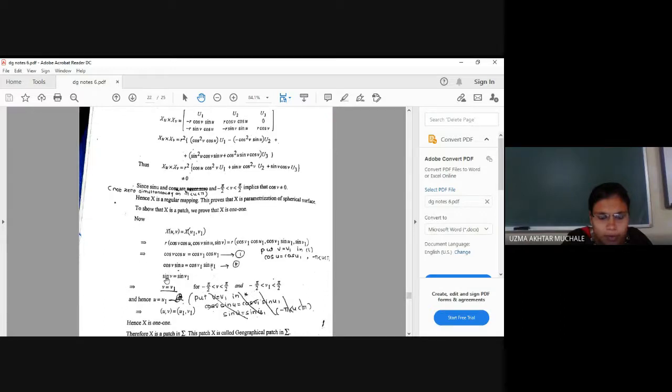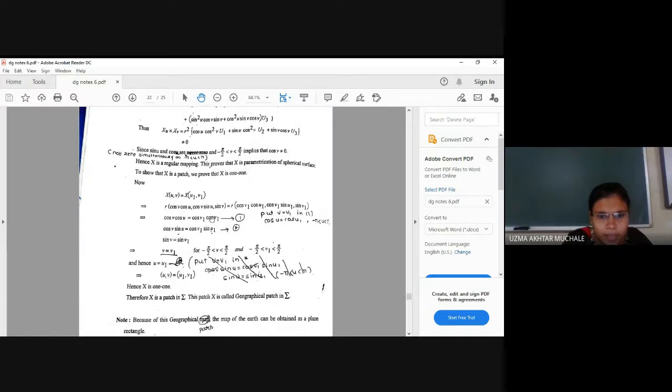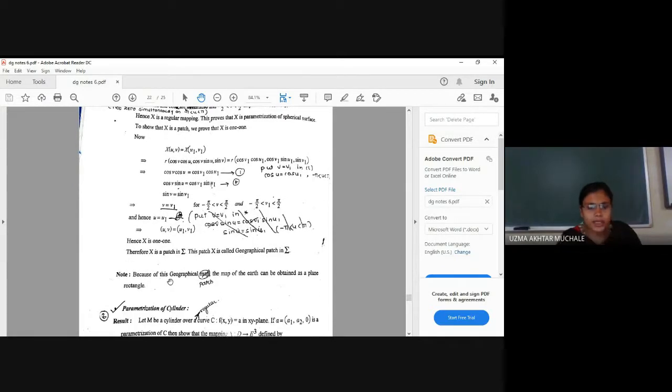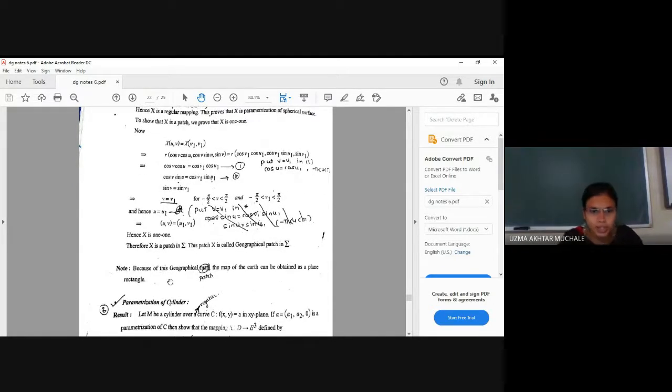Now, in the next part, you have to find out whether it is one-one. You can take one-one very easily. The last variable is equal, so v is equal to v1 in the provided domain. Secondly, we can find out the mapping is one-one, and hence we can say this mapping is a patch. So it is called a geographical patch.